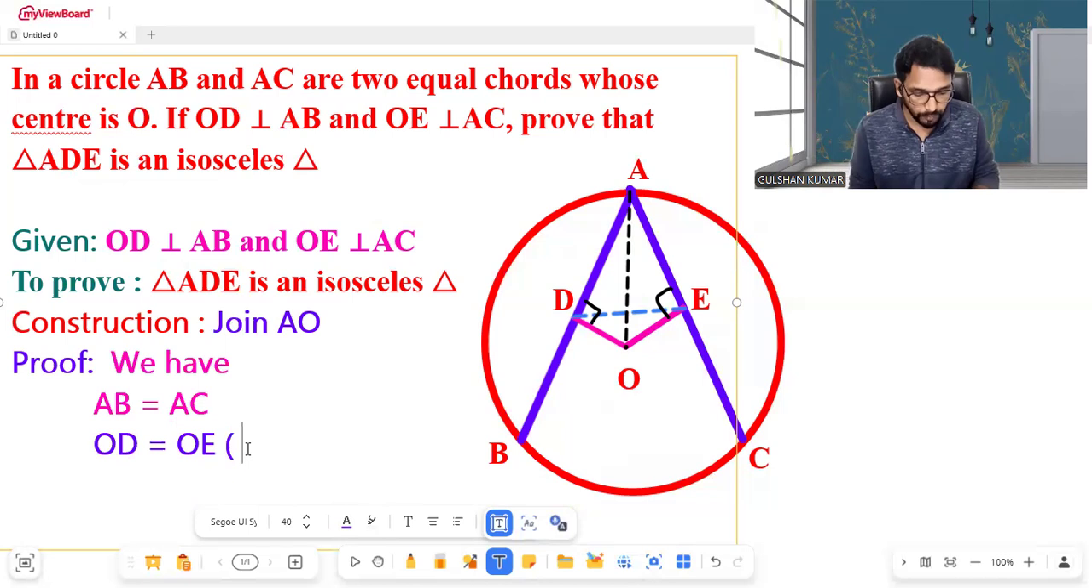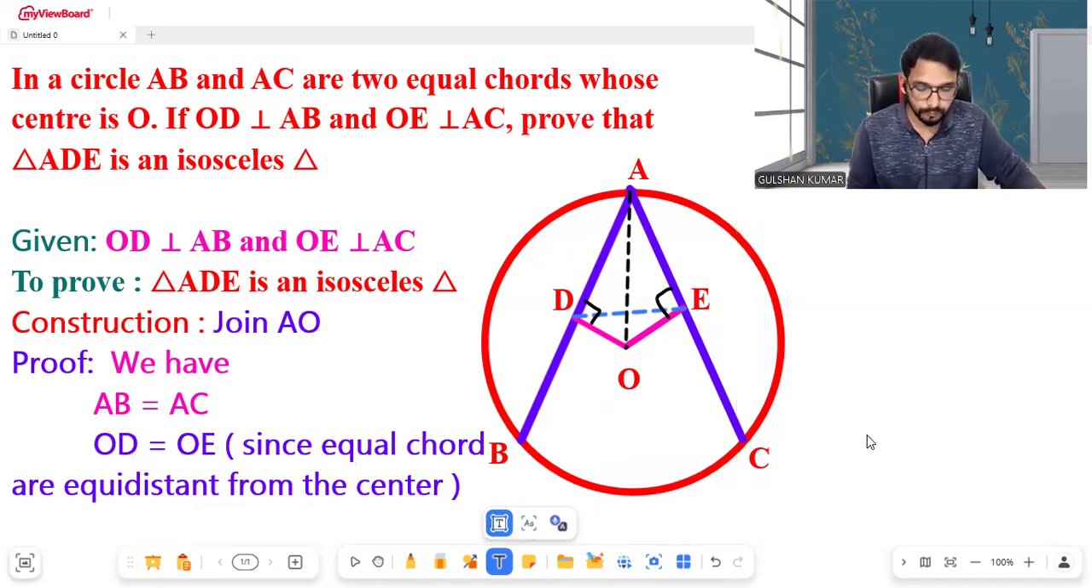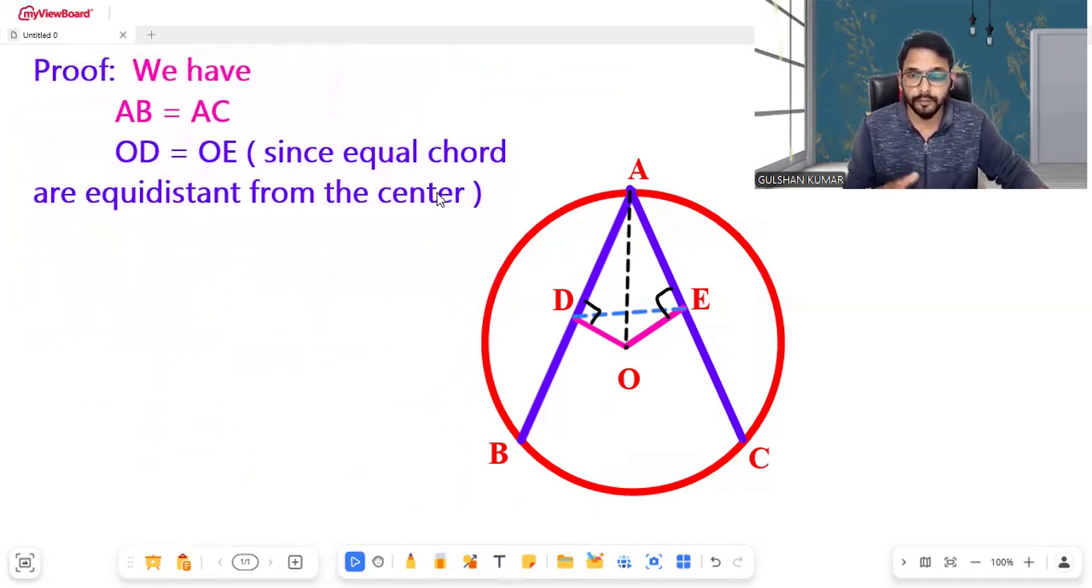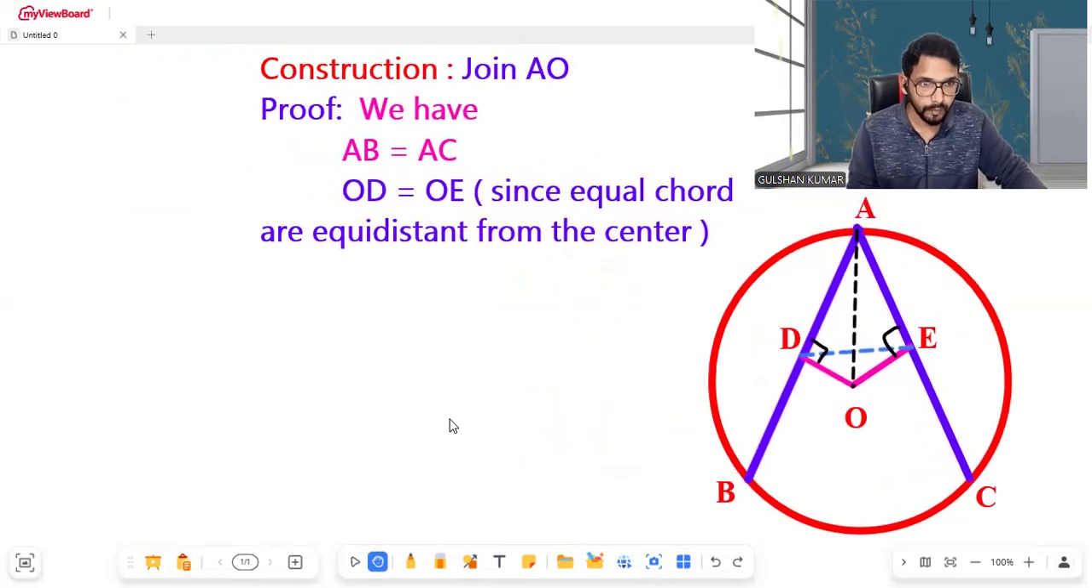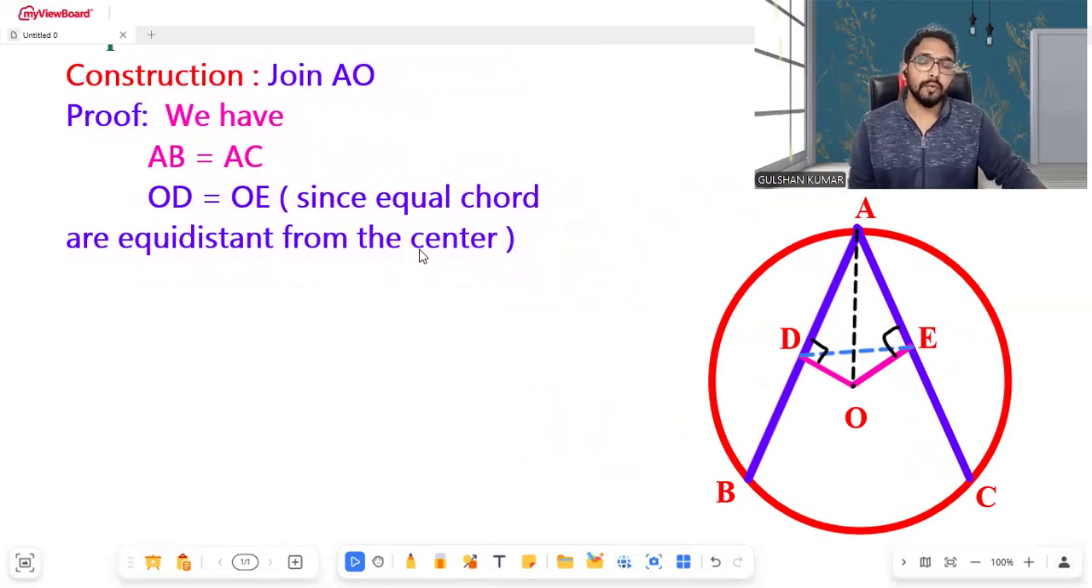Therefore, because of the theorem that equal chords are equidistant from the center, OD equals OE.